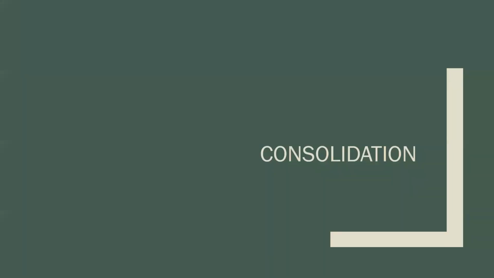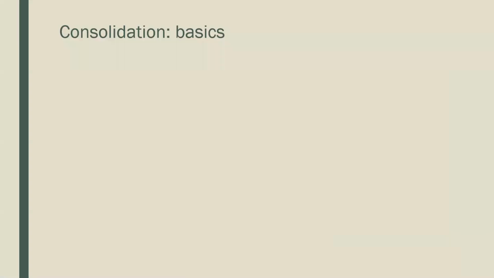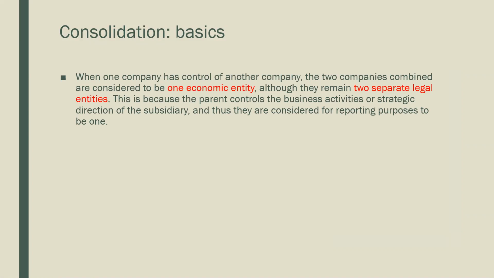All right, let's take a look at consolidation. So the basics of consolidation here. When one company has control of another company, the two companies combined are considered to be one economic entity, although they remain two separate legal entities. And the reason for this is because the parent controls the business activities or strategic direction of the subsidiary. And for reporting purposes, the two companies are therefore considered to be one.